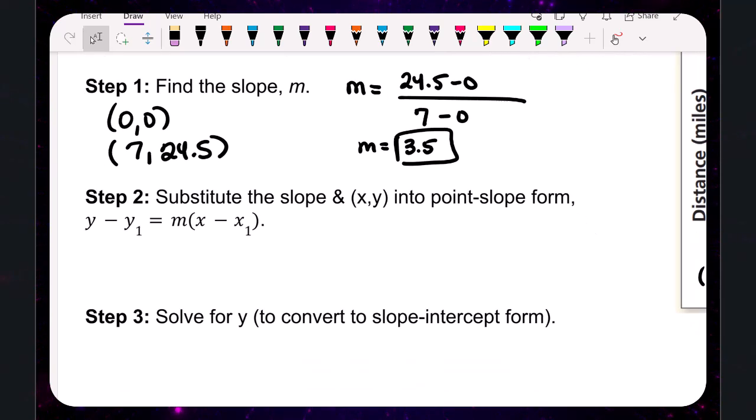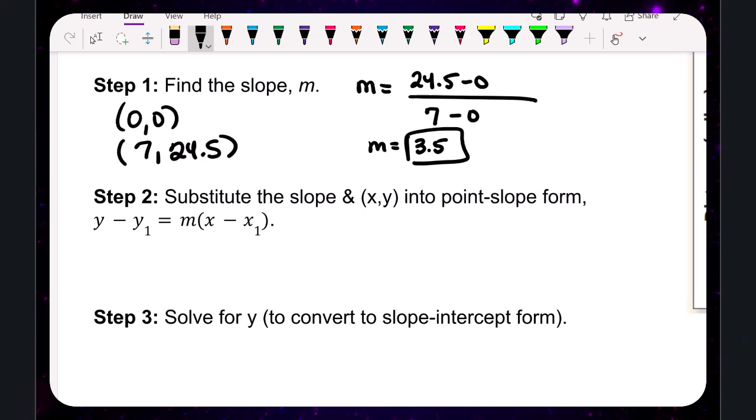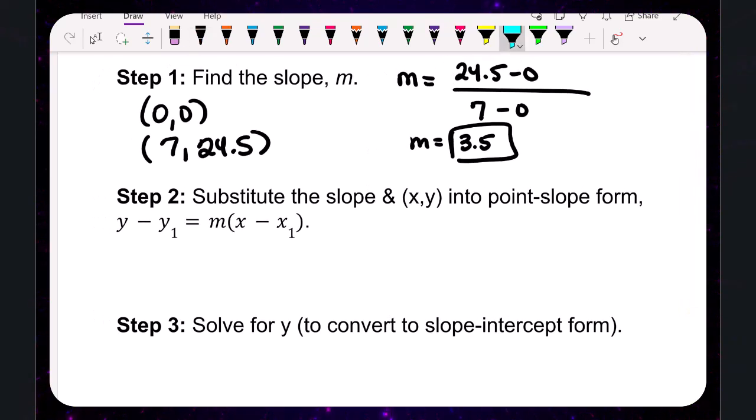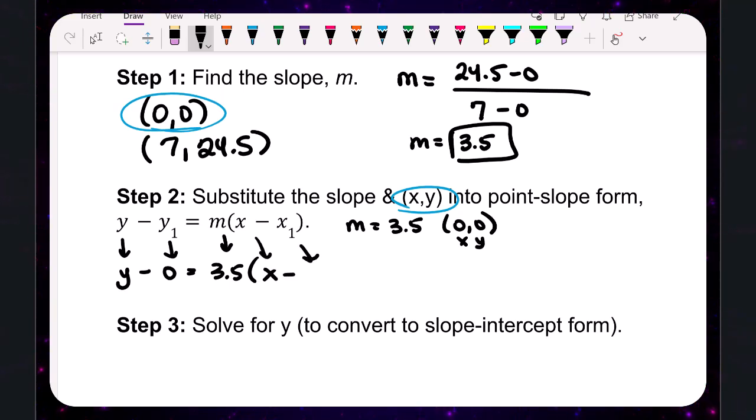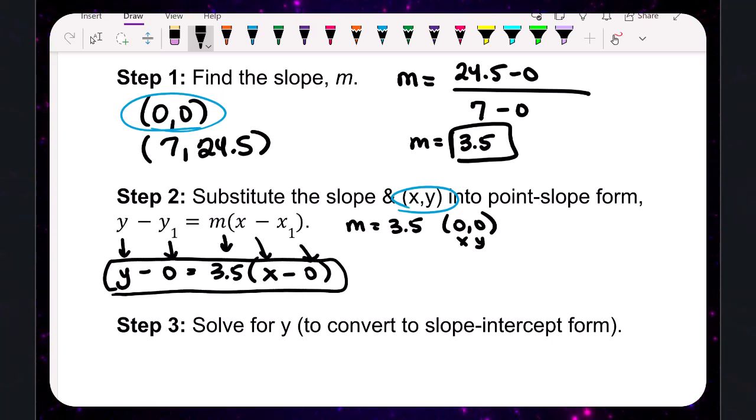All right, next up, we are going to plug this into this form right here. I don't care which one you want to use, but you need to pick one. I'm going to go ahead and use this one because it's so much easier to use than anything other than 0. So I'm going to write down m equals 3.5, and then I'm going to use 0, 0. That is your x and your y. Plug it in right underneath. So this will be y minus y1 is 0. M is 3.5, and then it'll be x minus 0. So this is what it will look like in point slope form.